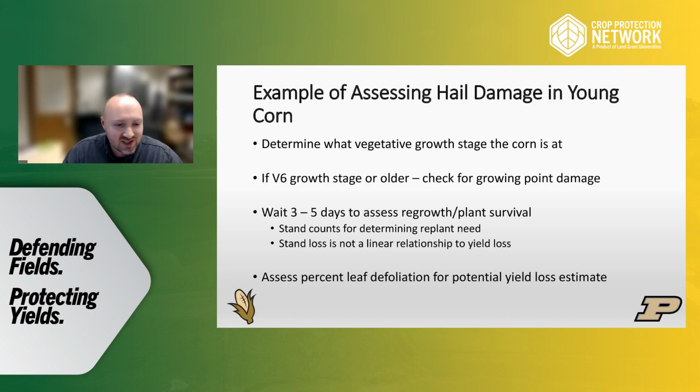And also it's important to understand with corn that stand loss reduction is not a linear relationship to yield loss. Corn can tolerate and can compensate at pretty low plant populations. So it's important to look at replant guides, to look at a lot of those studies that have assessed corn yield responses to plant populations, to understand what our potential yield loss is going to be if we lose a significant amount of stand. And also assess that leaf defoliation for potential yield loss estimate based on that growth stage of the corn.